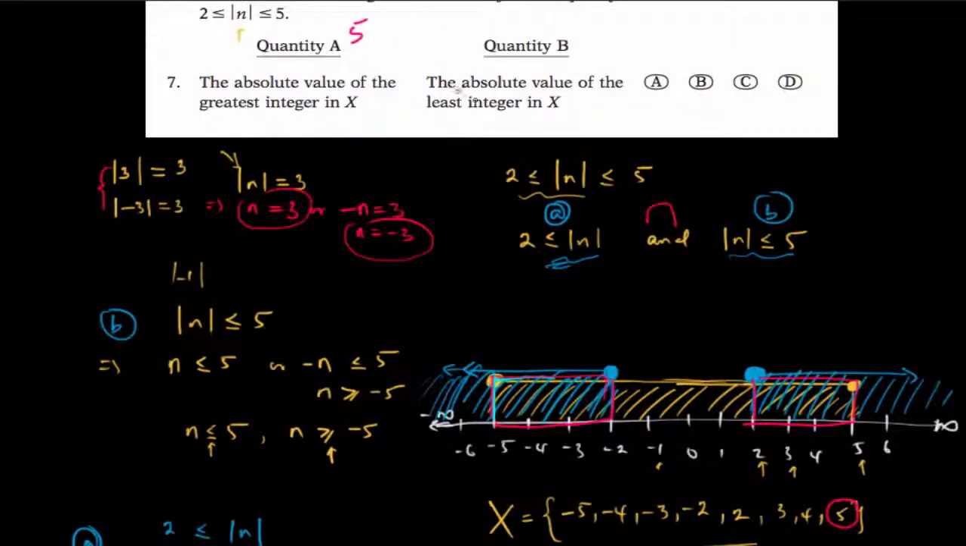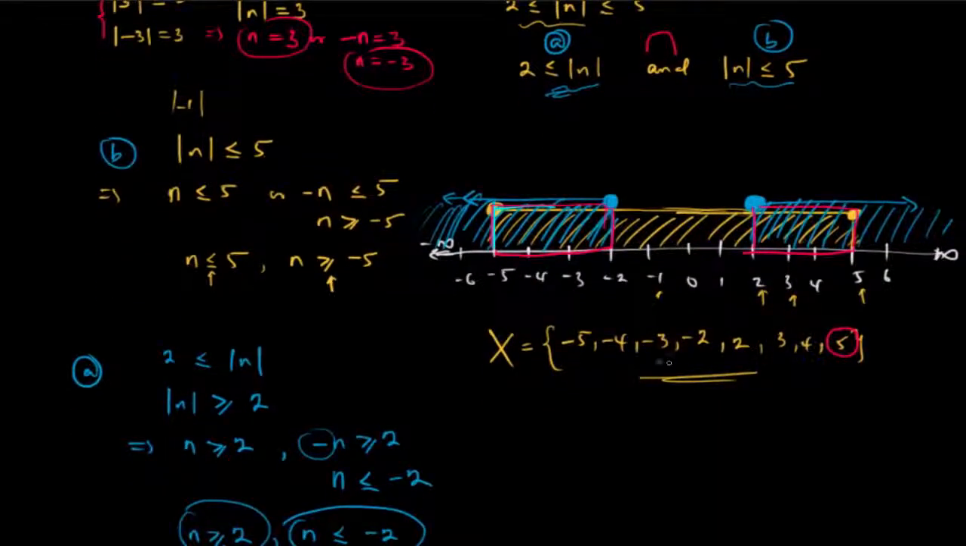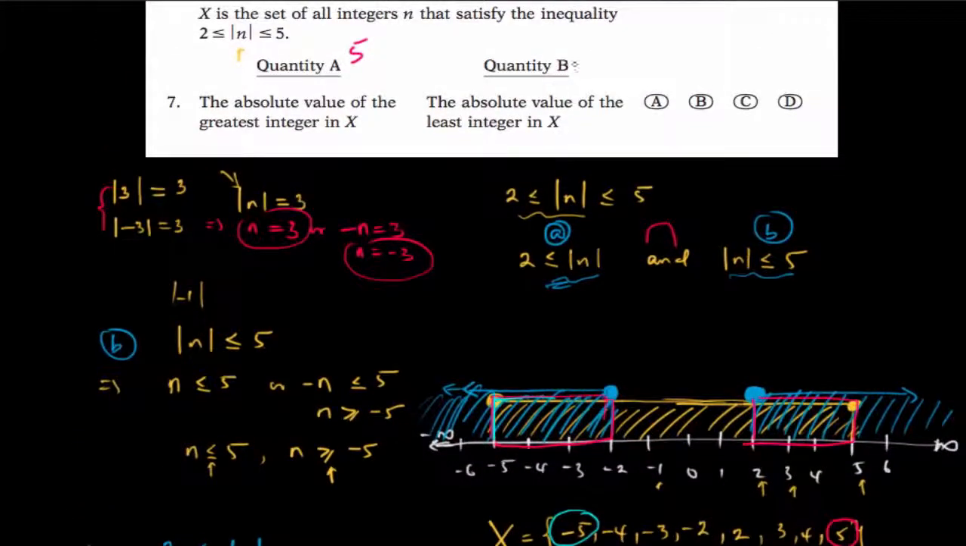Now B says the absolute value of the least integer in x. The least integer is the lowest number. So the lowest number here is -5, and the absolute value of -5 is 5. So that means B also is 5. Since quantity A equals quantity B, our answer is C, since both quantities have the same value.